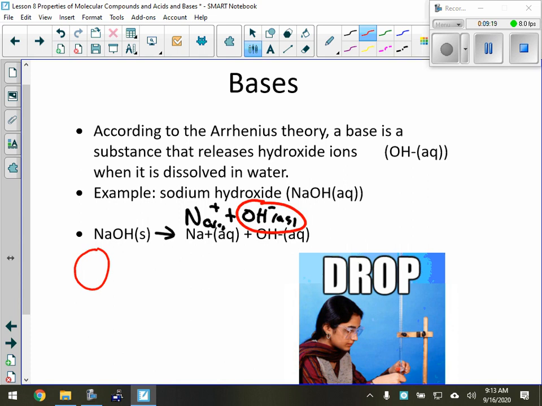That gives you the basic properties of science 10. No. Basic. Base. Base.